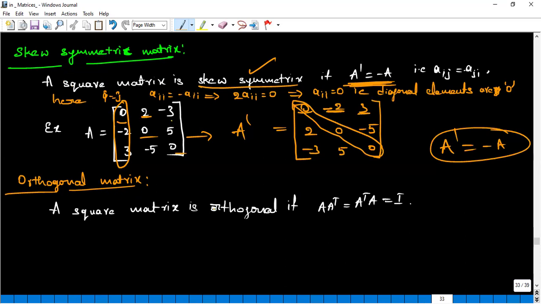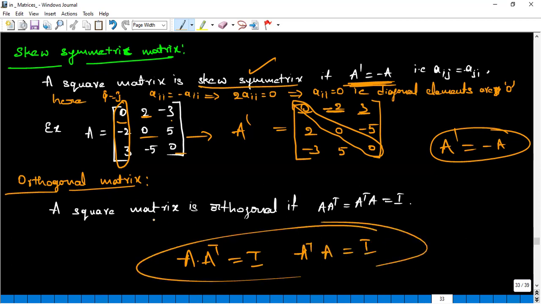Then orthogonal matrix. What is orthogonal? You have a matrix, multiply the matrix with transpose of the matrix, and you are getting identity matrix, irrespective of order. Then that particular matrix, a square matrix, is known as orthogonal. And one more point here, you should remember that if it is a skew symmetric matrix, the diagonal elements are 0, 0, 0, 0.